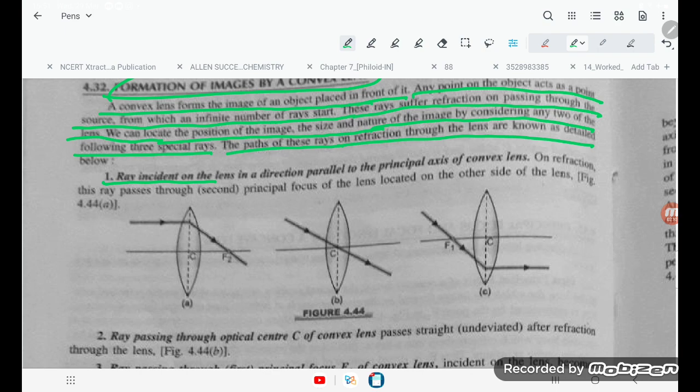Rays incident on the lens in a direction parallel to the principal axis of the convex lens: the refraction of this ray passes through the second principal focus of the lens, located on the other side of the lens. So it is passing through the principal focus. Second, if it is passing through the optical center, it will go undeviated. If it is passing through f1, then it will become parallel after refraction.